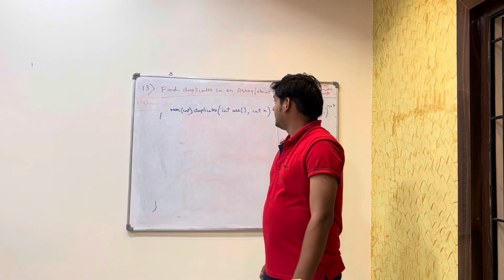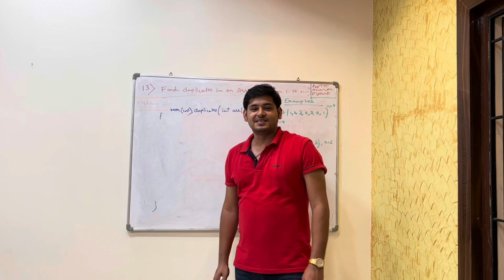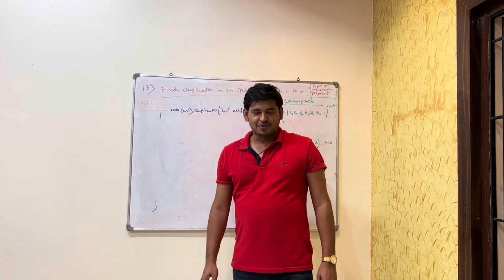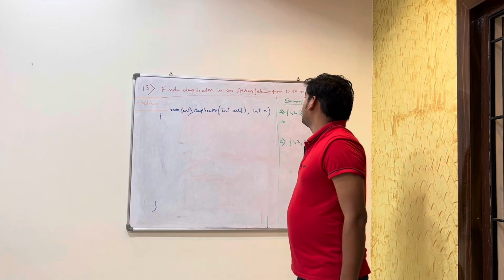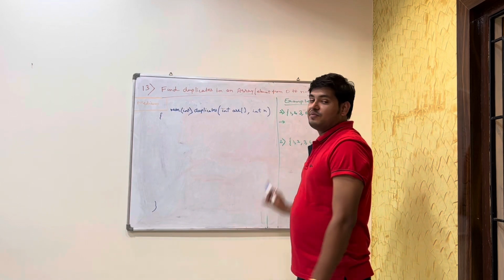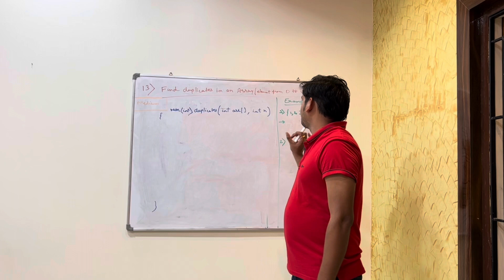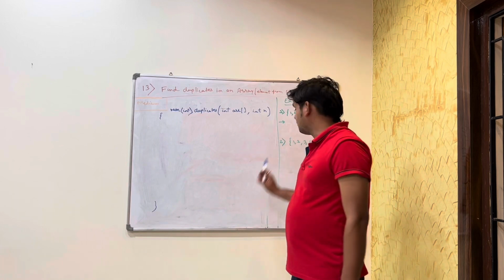Today I am going to solve the 13th question of the problem solving series that is based on arrays. So let's begin. Find the duplicates in an array where the elements are from 0 to n minus 1. The values are from 0 to n minus 1. Let's look at the example.